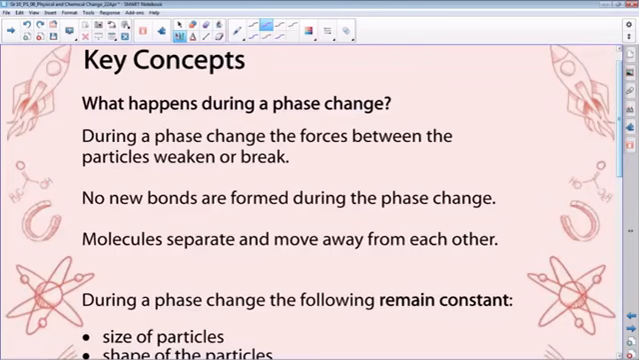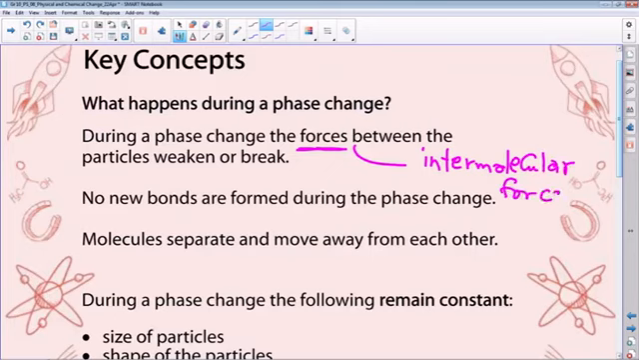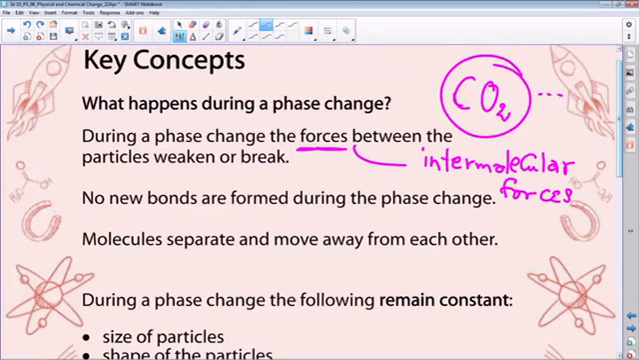Remember, during a phase change, the forces, we refer to them as the intermolecular forces. So generally speaking, we shall refer to intermolecular forces, which are between particles, not the atoms. So the intermolecular forces are between the particles of substances. It could be, for argument's sake, as we spoke about with dry ice, between the carbon dioxide molecules. Now, we're not talking about the bonding yet.